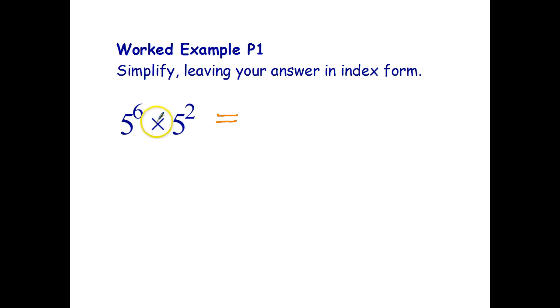Because they see the multiply sign, students sometimes want to multiply 5 times 5. Well, that's not going to give you the correct answer. The way you think of this is I've got 6 5s multiplied together times 2 5s multiplied together. Altogether, I have 6 plus 2, 8 5s multiplied together. So to multiply powers with the same base, add the indices. Okay, click on the return button, and that will take you back to the question that you were attempting.